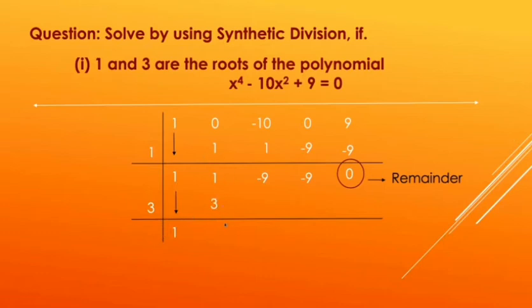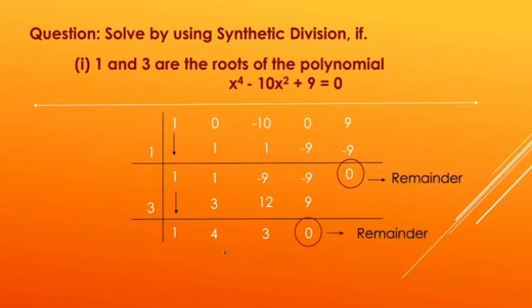3 plus 1 is 4, so 4 will be written here. 4 into 3 is 12, so 12 will be written here. 12 minus 9 is 3, so 3 will be written here. 3 into 3 is 9, so 9 will be written here. After adding 9 and minus 9 we will get 0, and 0 will be written here as the remainder.